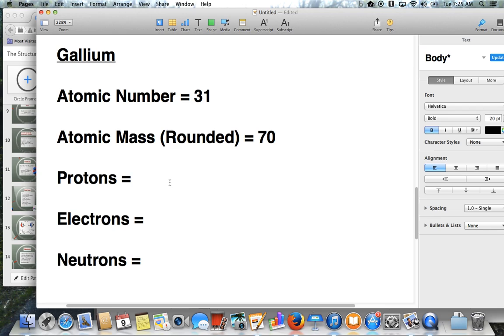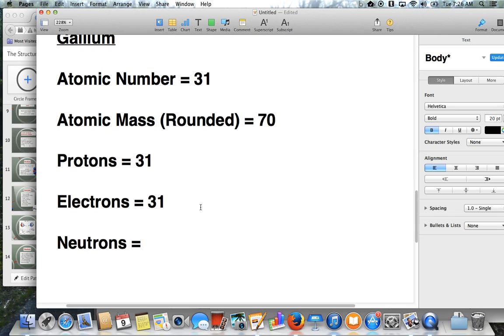Okay, how many protons does gallium have? If you said 31, you are correct. How many electrons does gallium have? If you said 31, you're correct. How do we know this? We know protons and electrons are the same as the atomic number in a neutral atom, and we are dealing with neutral atoms at this time. How many neutrons are there in gallium?